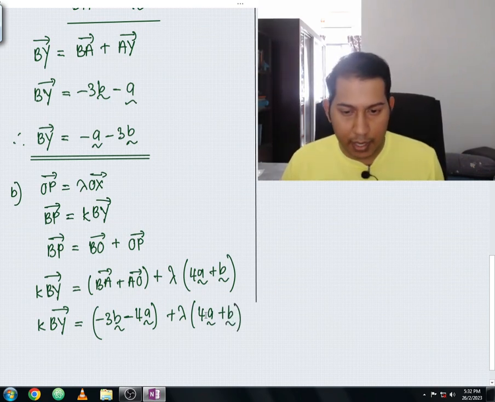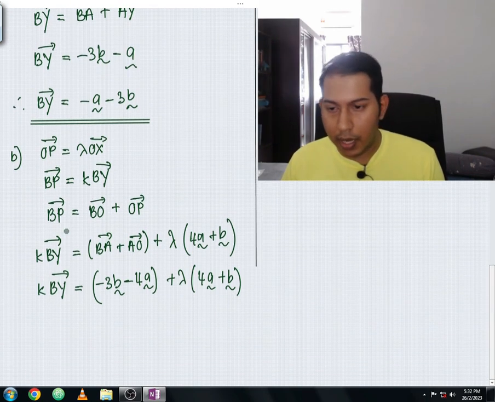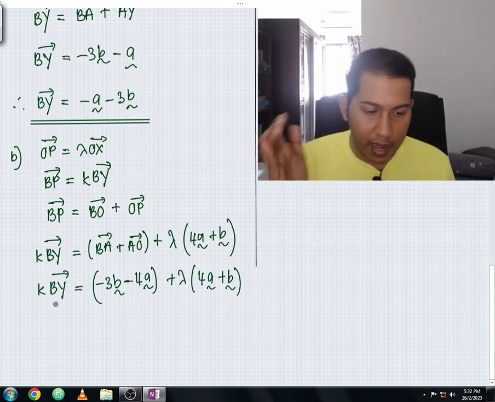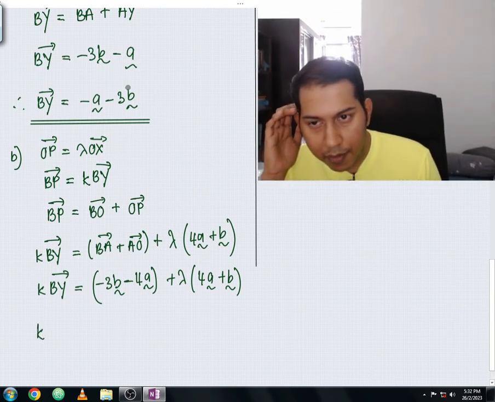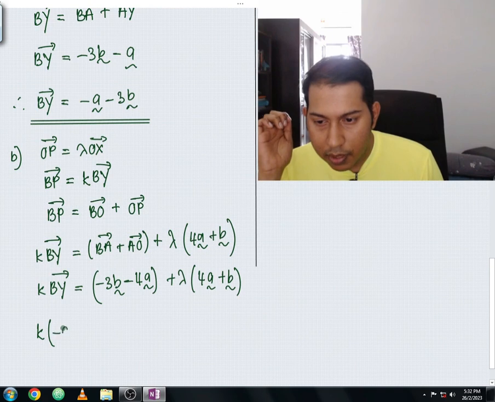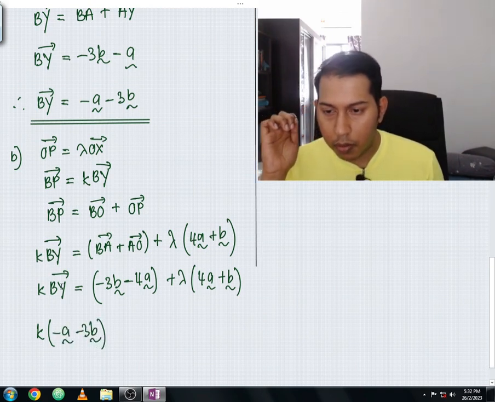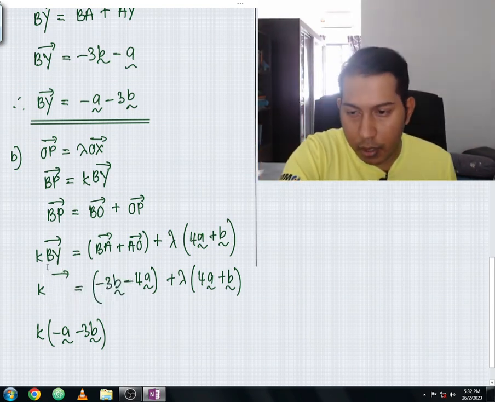So let us multiply in the constants respectively. On the left-hand side, we already have the vector BY, which we have already found in question A part 2. We can substitute here, which is negative A minus 3B. We should have substituted it in the second working.